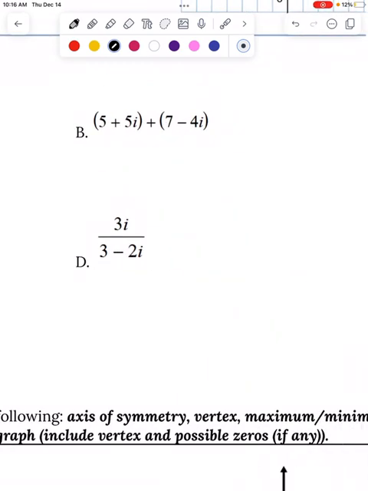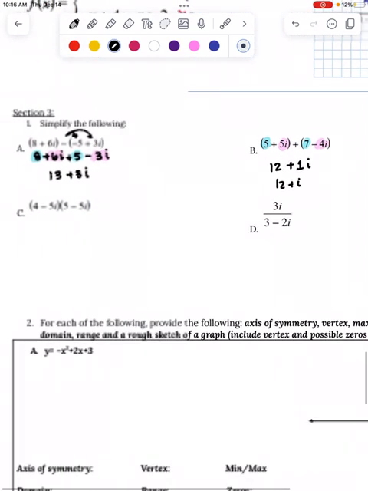When you have addition, you just need to combine things, so we can combine like terms. So 5 and 7, and then 5i minus 4i. 5 plus 7 is 12. And then 5i minus 4i is 1i, or just i, that works as well.